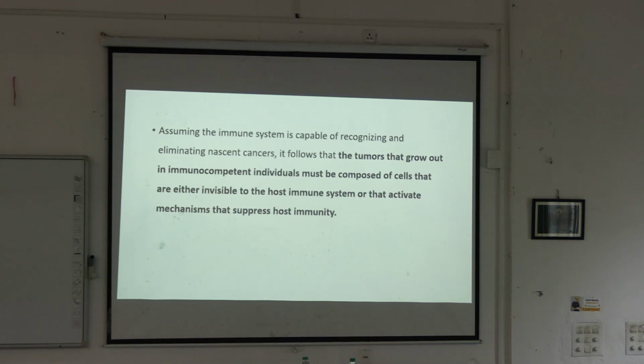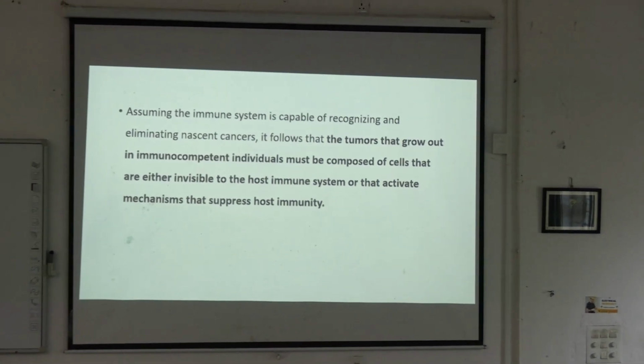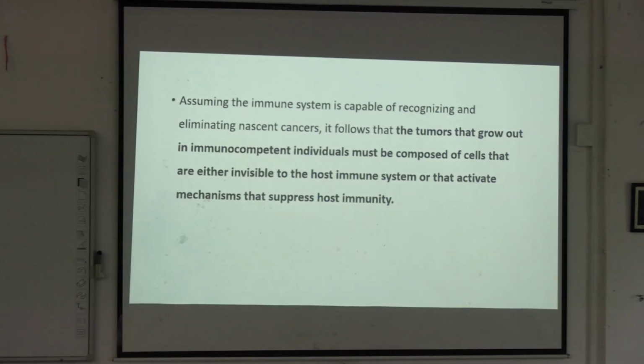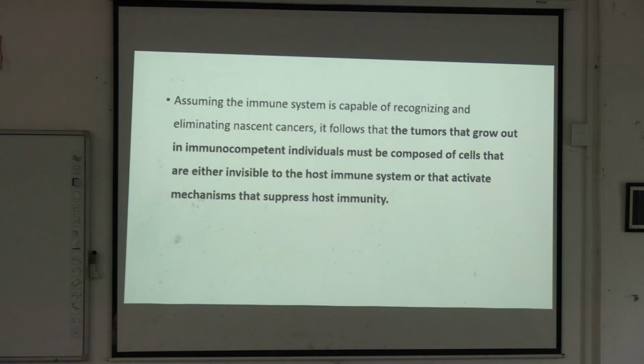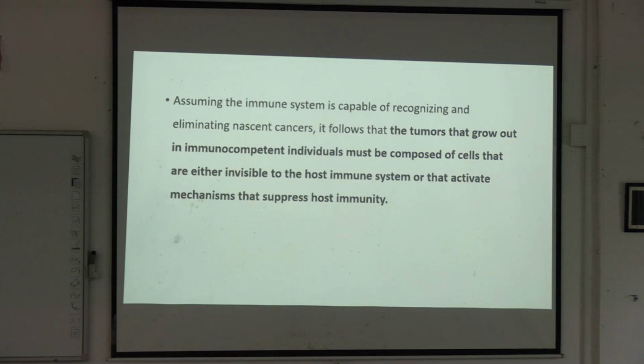Assuming the immune system is capable of recognizing and eliminating nascent cancers, it follows that a tumor that grows out in an immunocompetent individual must be composed of cells that are either invisible to the host immune system or that activate mechanisms that suppress host immunity.